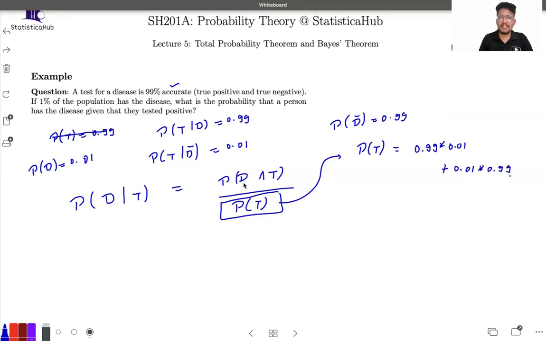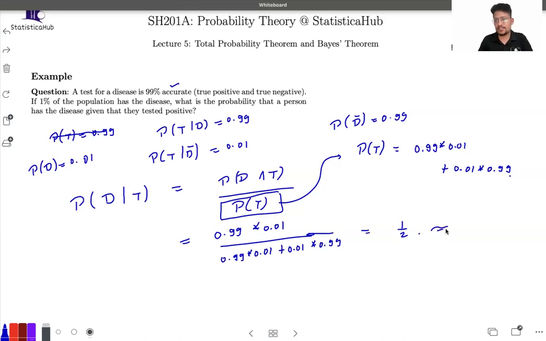And it is saying disease and positive, that means to say this part only. So I'm getting 0.99 into 0.01 over total probability 0.99 into 0.01 plus 0.01 into 0.99. So that's the probability that we are getting. So I think I'm going to get 1 over 2. So that is 0.5. So that is an application, or we can say an example, based on the Bayes theorem.